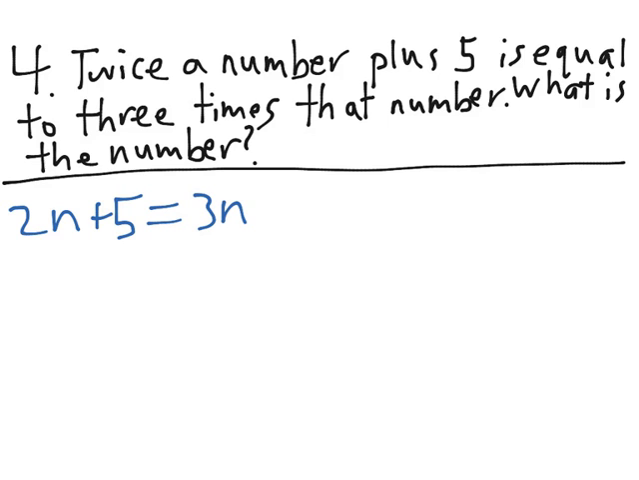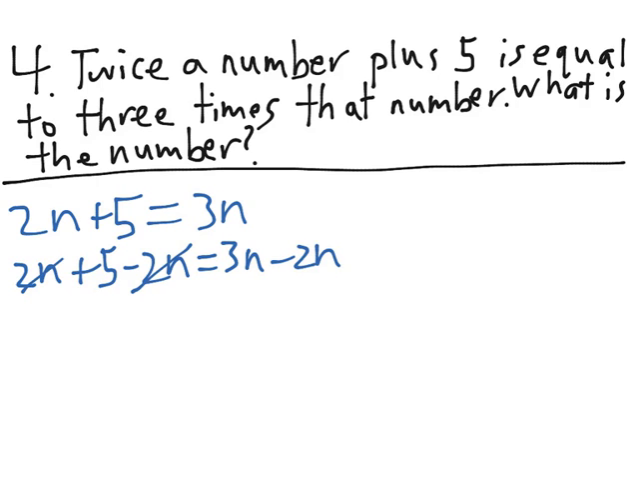So let's subtract 2n from both sides to get 2n plus 5 minus 2n is equal to 3n minus 2n. The 2n and minus 2n will cancel, and we're left with 5 is equal to n, since 3 minus 2 is just 1. So n equals 5. Now let's check our work.